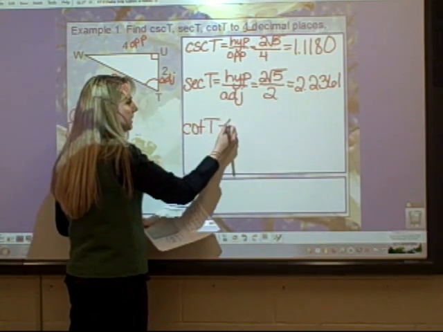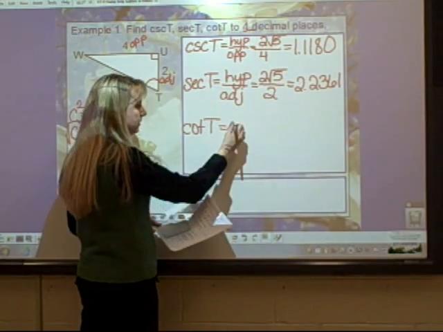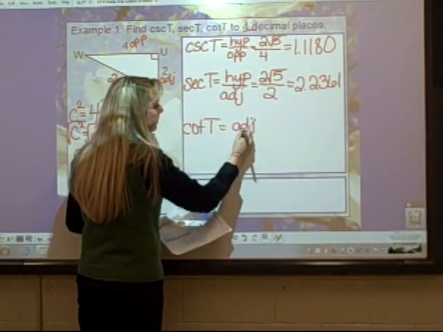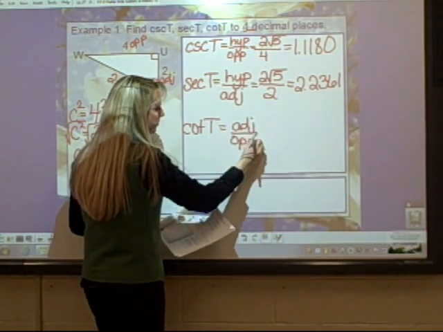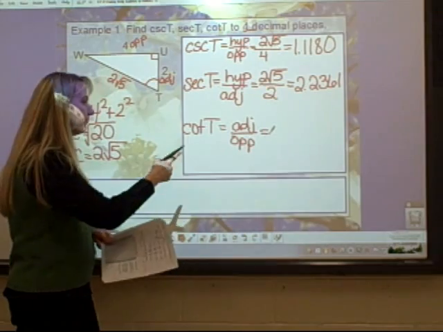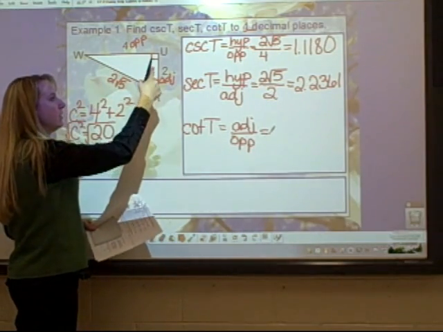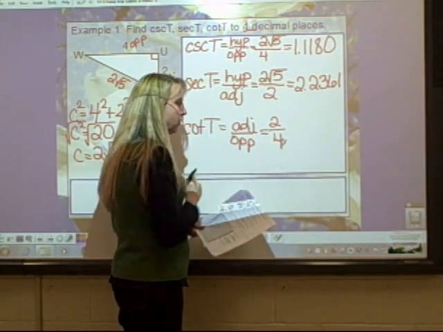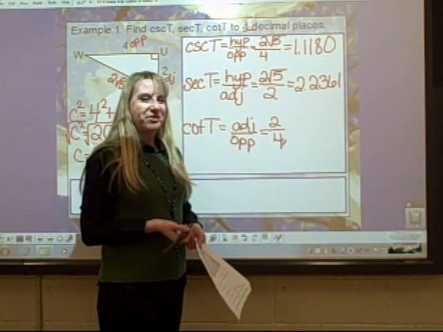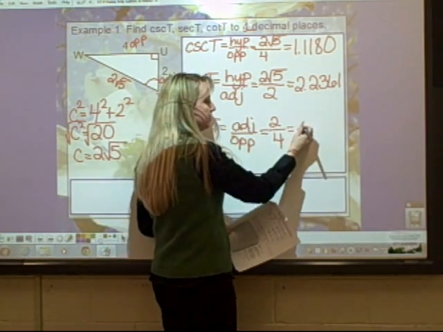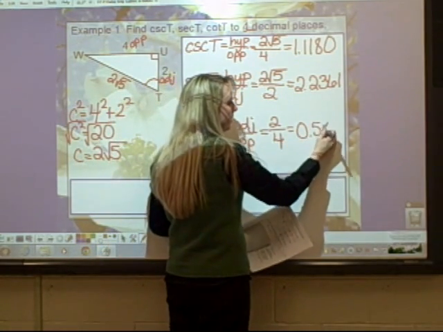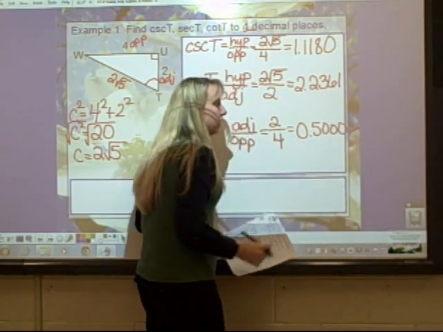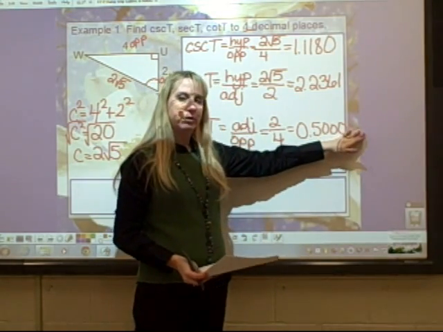Cotangent of t. Cotangent is adjacent over opposite. So from t again, the adjacent is 2, the opposite was 4, and 2 over 4 we know is 1/2, which gives us a decimal of 0.5, but I am going to be specific with the 3 zeros to get my 4th decimal.